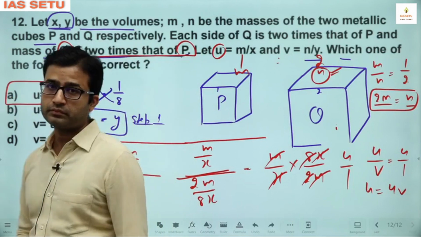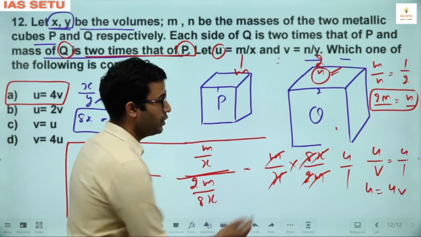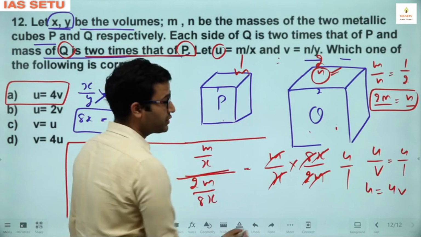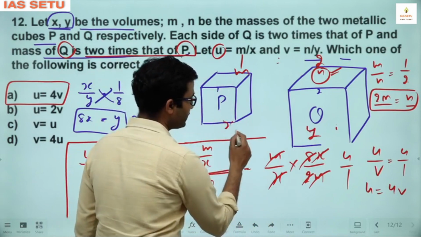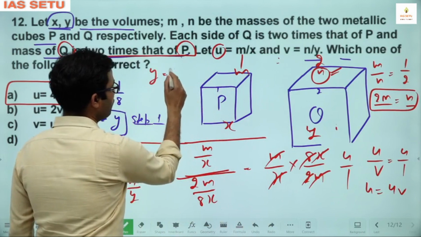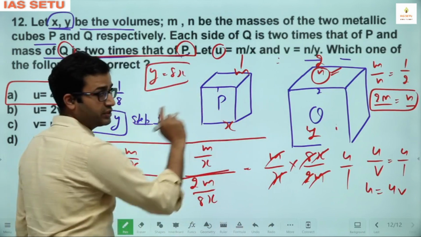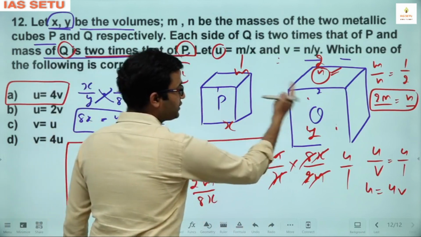Answer A. I repeat. First you have to find: the volume of this is 8 times of this. And what is the volume here? y. And what is here? x. So y is equal to 8x, because the volume of this is 8 times. And the mass of this is double of this.